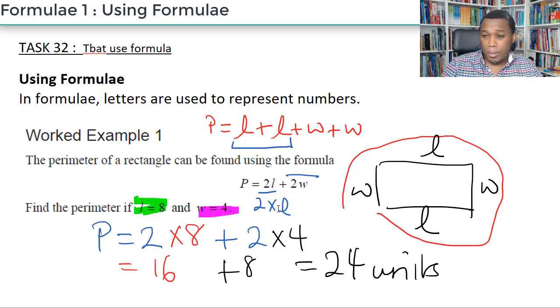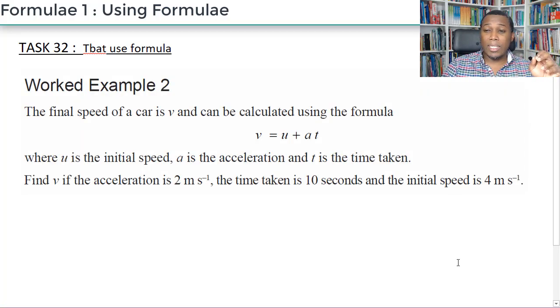Let's do another one. The key idea to remember is that if we have letters and numbers together, or just letters all together, it means to multiply. And as we go on, you need to keep in mind that you always follow the order of operations when using formula. So BIDMAS applies. Let's look at the second one: V is equal to U plus AT. I'll give you a moment, have a pause, read the question, and see if you can do the substitution and get the answer based on what we've done so far. So pause, have a go at this one, please.